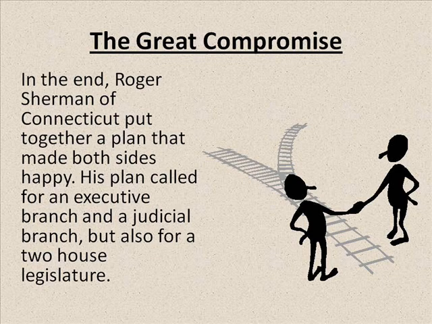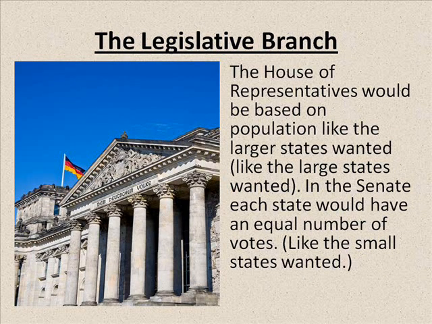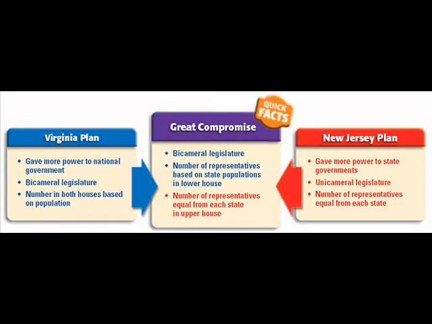His plan called for an executive branch and a judicial branch, just like the other plans, but he also wanted a 2-house legislature. One of those 2 houses, the House of Representatives, would be based on population, just like the Virginia Plan wanted. So the bigger states got their way in the House of Representatives. The other house, called the Senate, would be based on each state receiving an equal number of votes. That way, the small states got what they wanted.